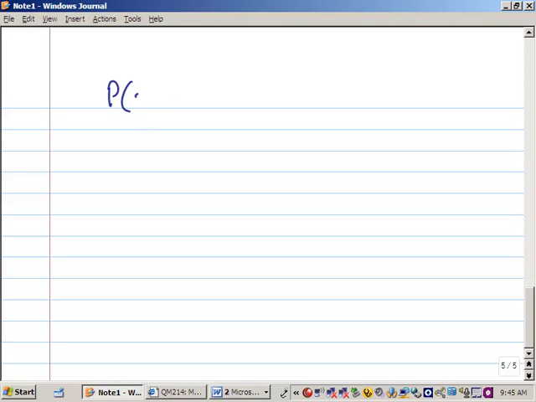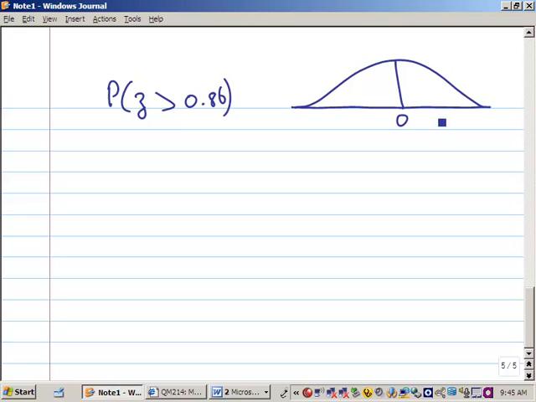What happens if we want to find the probability of z greater than 0.86? Okay, so draw a distribution. Say 0.86 is here. Greater than 0.86 is up there in the tail. And note that the z distribution goes out to plus infinity on the positive side and negative infinity on the negative side.